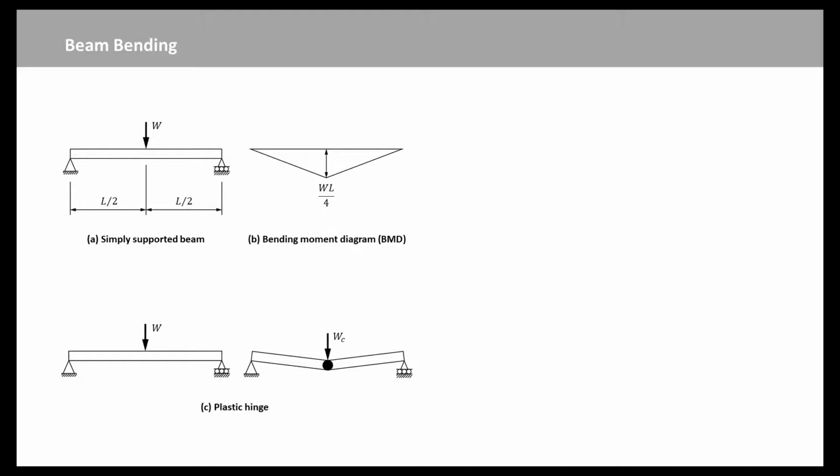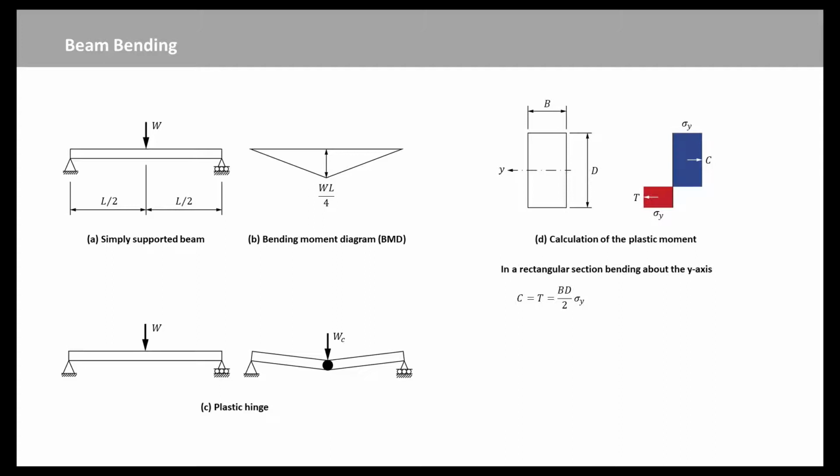When the plastic hinge forms in the simply supported beam, collapse occurs, as shown in Figure B. The plastic hinge is formed at a moment MP equal to the plastic moment of resistance of the section, which is the largest bending moment that the section can carry. A rectangular section is shown in this figure. The stress distribution due to the formation of a plastic hinge by bending about the y-axis is also shown.